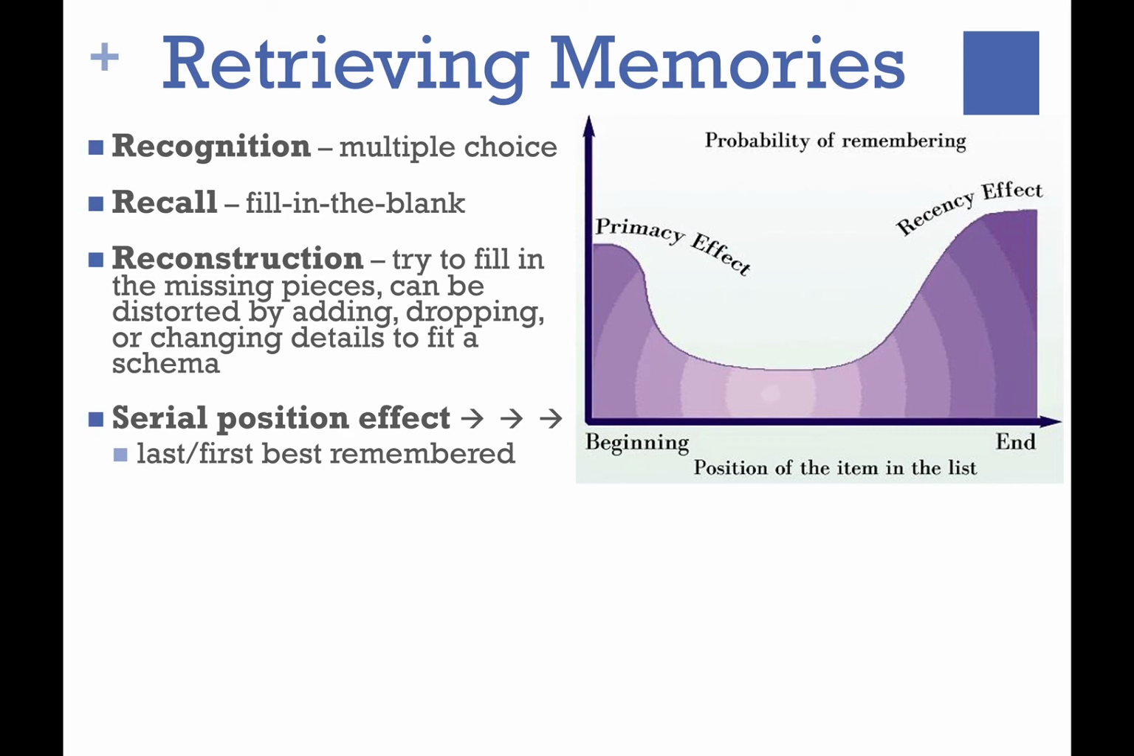So things at the beginning of a list that you hear and things towards the end of a list that you hear are going to be the most prominent stored memories. And the things in the middle of the list tend to be forgotten, or they decay, or the details are a little fuzzier. And the reason for that is because the items at the beginning, you've had time to process them.